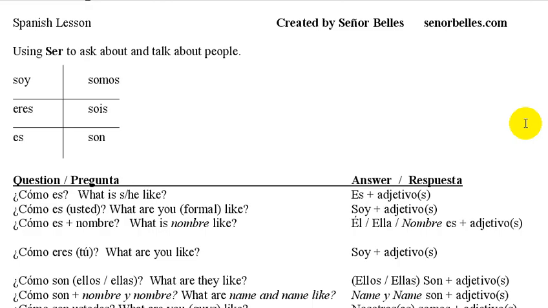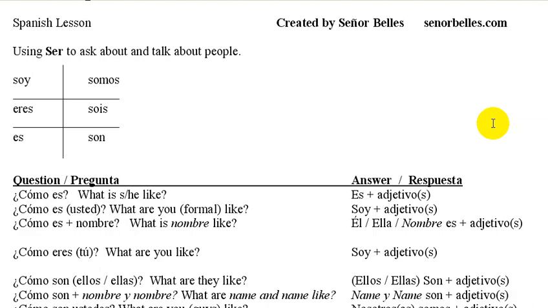So we're going to be practicing the verb ser in Spanish to be used with adjectives. Primarily we're going to be looking at some questions to ask about what people are like and then also how we can answer those questions, and I'll give you a chance to practice after I explain everything. So the verb ser, hopefully by now you know, means to be. There's another verb that means to be as well, but we're just going to look at ser for today.